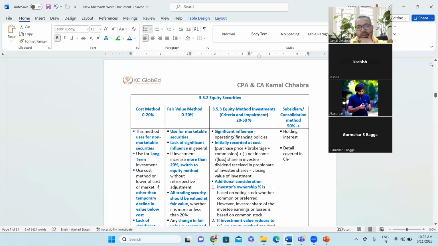Yeah, very true. When you have invested in any company for more than 20% but less than 50%, it's a general perception that you have significant influence in that company because you are holding more than 20% of the equity share. That means more than one fifth of the equity share, right?